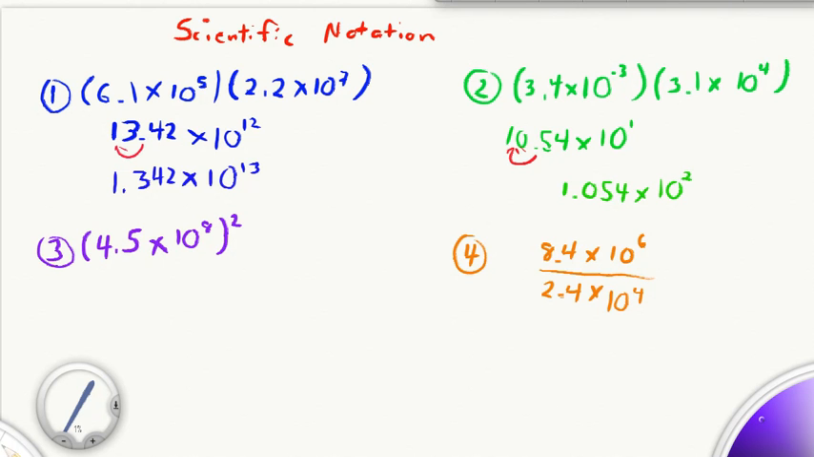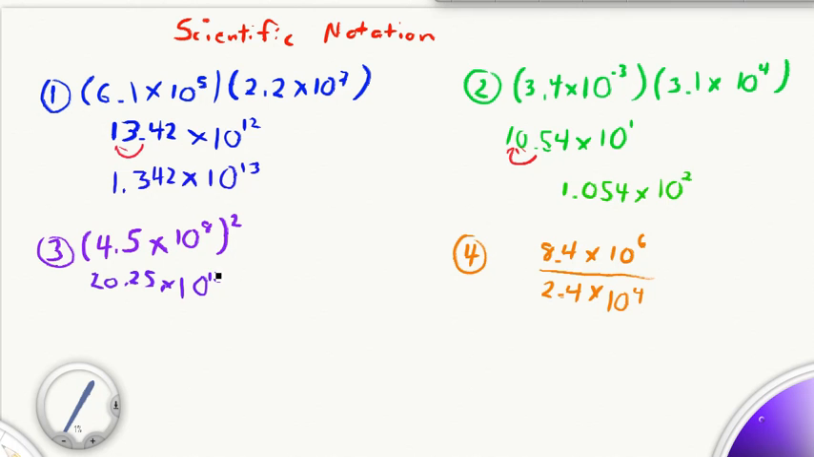Now, for the next one, we have something that doesn't look so much like these, right? So we have 4.5 times 10 to the 8th, squared. What a lot of people forget to do is they put the squared with the 10 to the 8th, but they forget to do it to the 4.5. So you have to square the 4.5 as well, and 4.5 squared is going to give you 20.25 times 10 to the 8th raised to the second power. Now we have a power of powers, and that's going to give us 10 to the 16th.